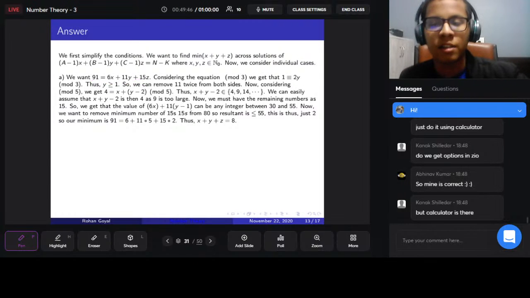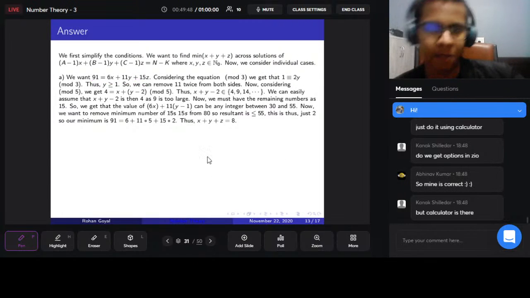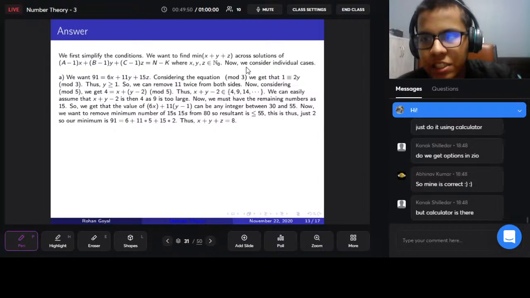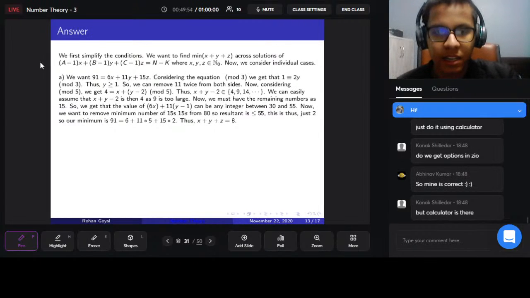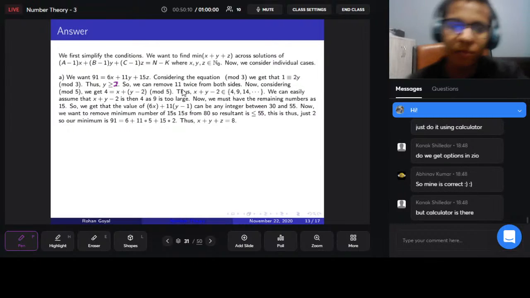Now remember the modular arithmetic training we have done. So first we consider both sides mod 3. What do we get? We get that 1, because this is 90 plus 1, 1 is congruent to 2y mod 3. Thus, at least we get that y is greater than or equal to 2, because y is equal to 2 mod 3, this tells us. So we can remove 11 twice from both sides.